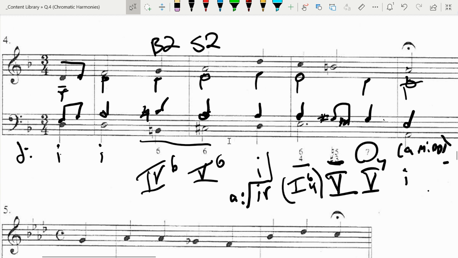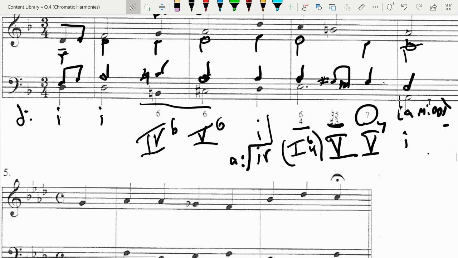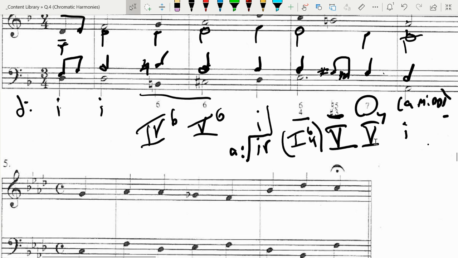So very easy modulation from D to the dominant minor A. You could also go to A major, obviously. If there was a sharp here, that would mean you would just be going to A major with a C sharp instead of a C natural, which would be totally fine as well.